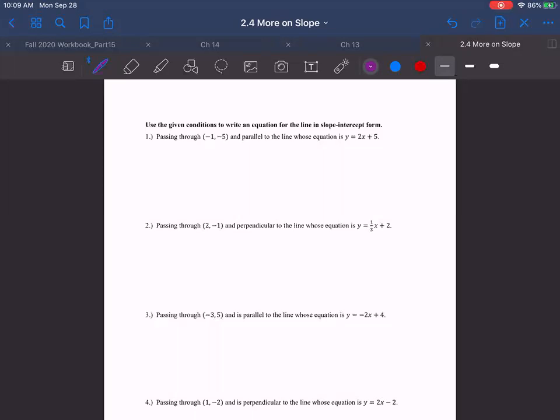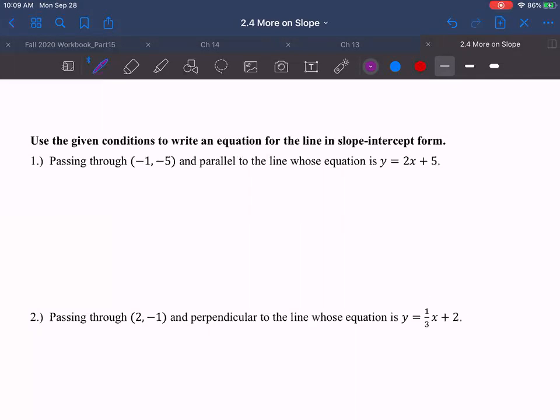All right, so let's take a look here at this example where we can put this into use. Here we're going to use the given condition to write an equation for the line in slope-intercept form. They're telling us that it passes through this point here, but is also parallel to this line.